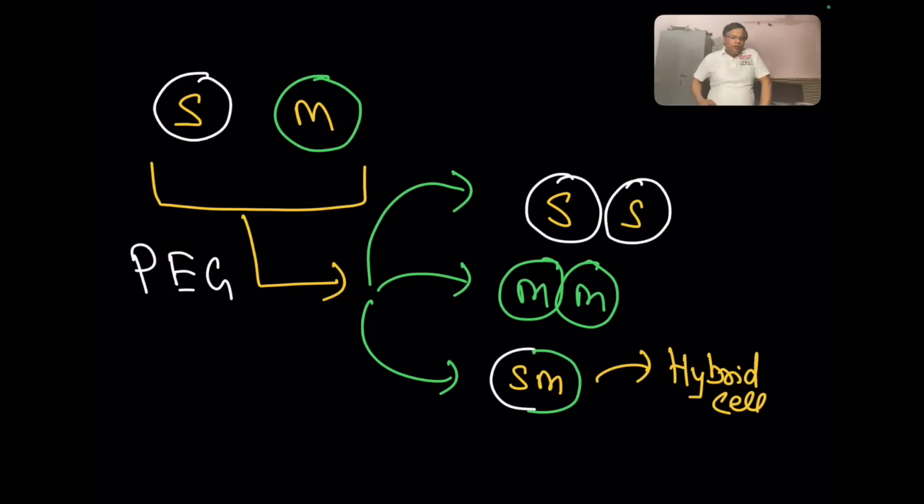One condition, what can happen, is that both types of cells do not fuse. Spleen cells do not fuse. Myeloma cells do not fuse. But this chemical polyethylene glycol may induce the fusion of cells. So what are the possibilities? Two spleen cells are going to fuse. Two myeloma cells are going to fuse. Or it may happen that a spleen cell and a myeloma cell fuse. When a spleen cell and a myeloma cell fuse, you are going to see the formation of a hybrid cell. Now we have to screen these hybrid cells.